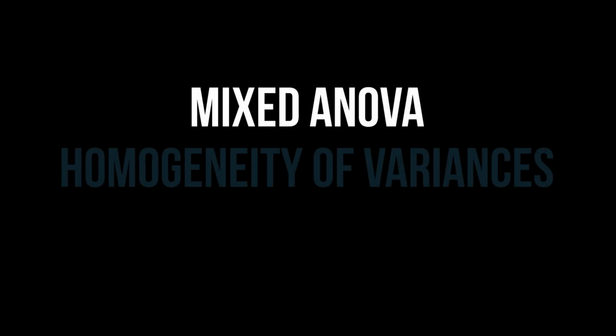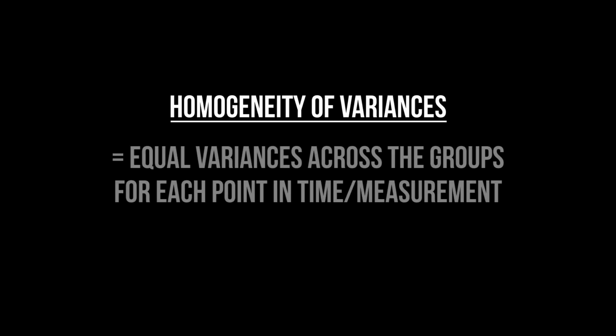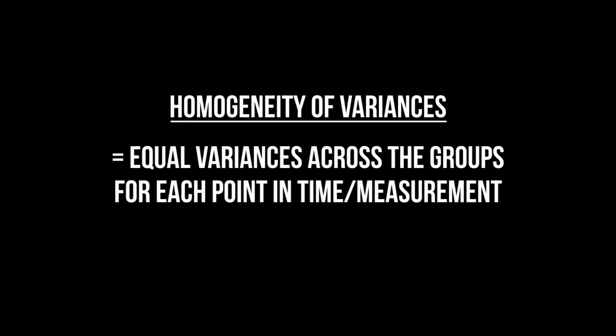This video shows how to test the assumption of homogeneity of variances for the mixed ANOVA in R. First, let me explain what this actually is. Homogeneity of variances means equal variances across the groups for each point in time. Or put another way, at each point in time, you compare the variances for the test variable of the groups.